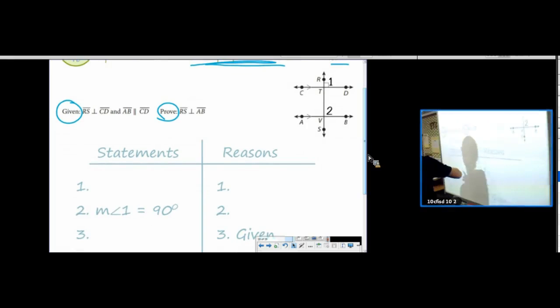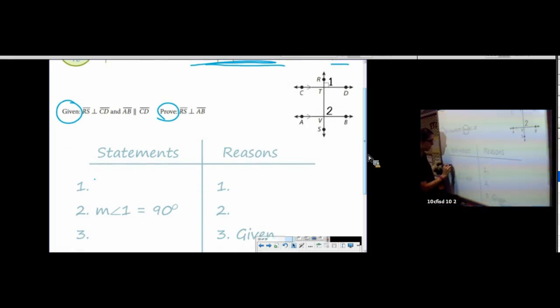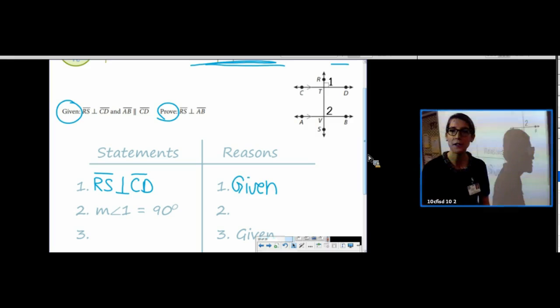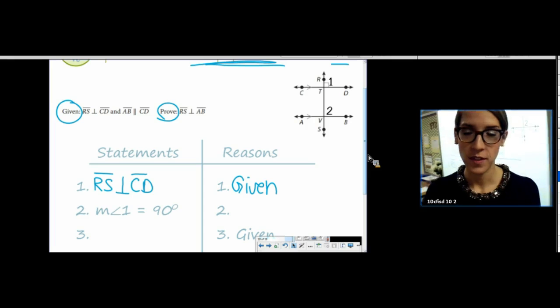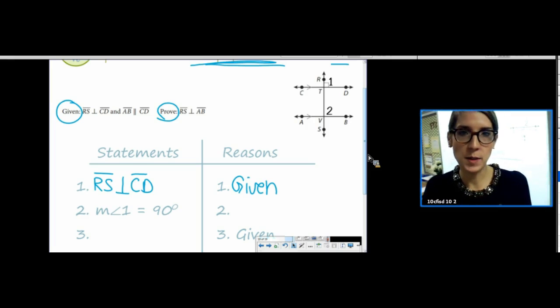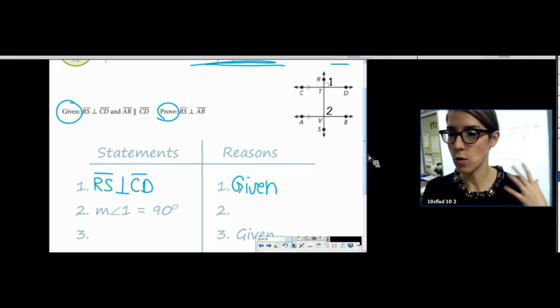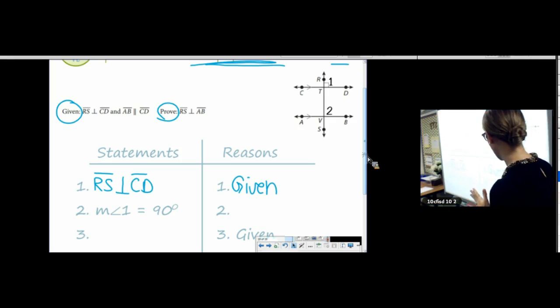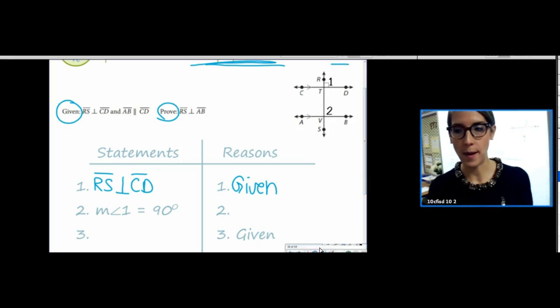So I know for sure what to start with. RS is perpendicular to CD. And what's the reason? Oh my goodness, it was given to me. So every student knows how to start a proof. After that, it's kind of confusing where to go, but that's why for now we're going to do fill-in-the-blank proofs. And you're welcome to just watch this so you don't have to write it down. There's not going to be anything on the test where you have to write a proof by yourself.